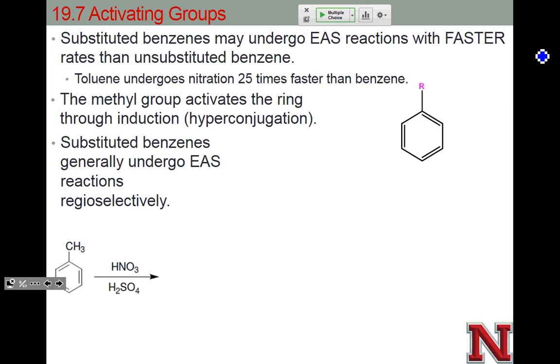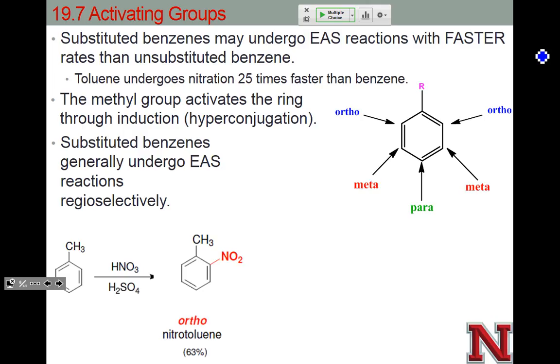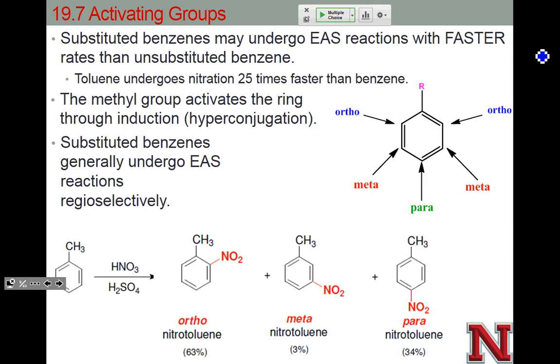The other thing to note that's really important when we're discussing activating groups is where the new group is going to end up relative to our activating group. So we do see regioselectivity when we have something like a CH3 group on our ring. So remember, our ortho position is the most close, our meta, and then our para. And what we see is we nearly get zero meta, very little meta, but we get a lot of ortho and a lot of para.